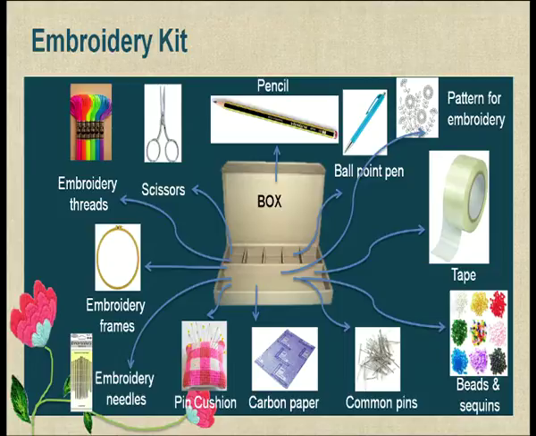which will include thread, scissor, pencil, any marking other equipment which is required. You have an embroidery frame, embroidery needles, pin cushion, carbon paper, common pins, beads, sequins and tape if it is required. So we can use different type of fabrics on which embroidery can be done.